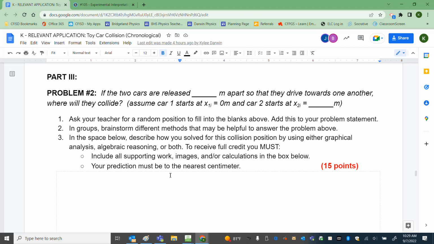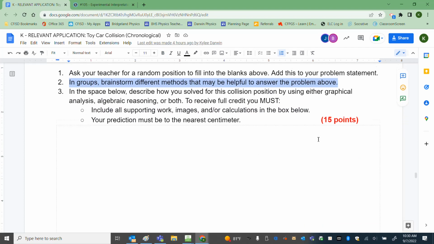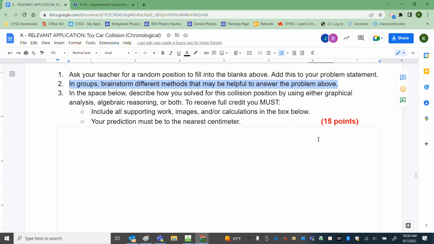You'll have to give me a little bit of time because I'm going to make a chart and make sure I have it all labeled on my end so that I can grade you appropriately. But you're going to get a number to fill in there. And then you're going to brainstorm different methods that may be helpful to answer the problem above. Once you know everything about those 2 cars, you will have enough information to answer this question.